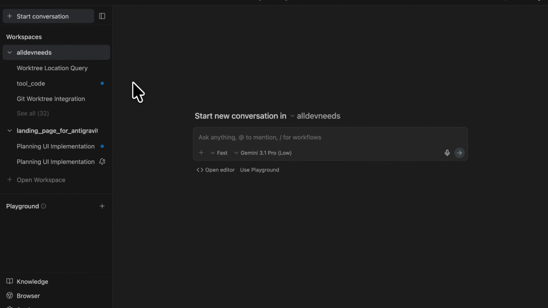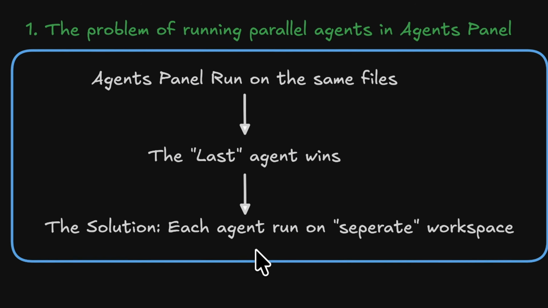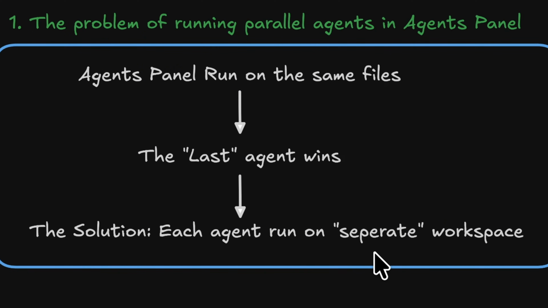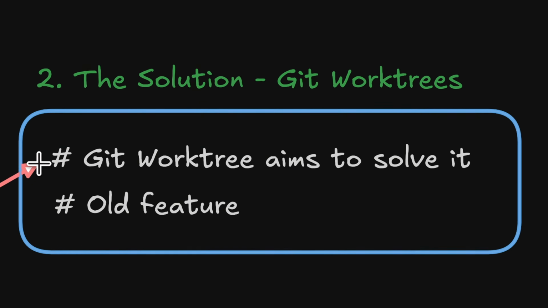But when you run parallel agents at the same time, they are going to modify the same workspace. And this leads to a problem. Two agents can modify the same file and the last agent can override the changes of the previous one. Luckily, we have a solution for that. Each agent is going to run on a separate workspace, so we're not going to have any override issues. As we said, we're going to run Git Worktrees.